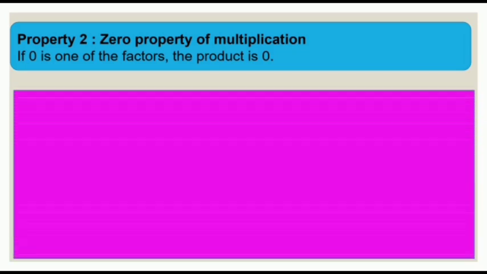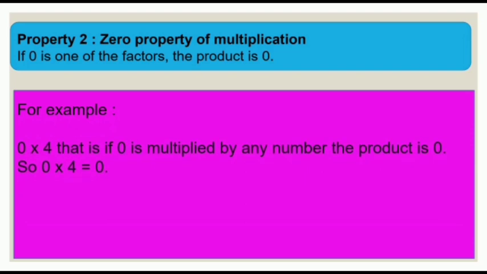Okay, let us see for example, 0 multiplied by 4, that is, if 0 is multiplied by any number, the product is 0. So 0 multiplied by 4 is equal to 0. Now see, in the factors it is 0 multiplied by 4. तो दोनों factors में से एक factor 0 है. Okay, so ultimately the product will be 0. Any number multiplied by 0, the answer will be 0.